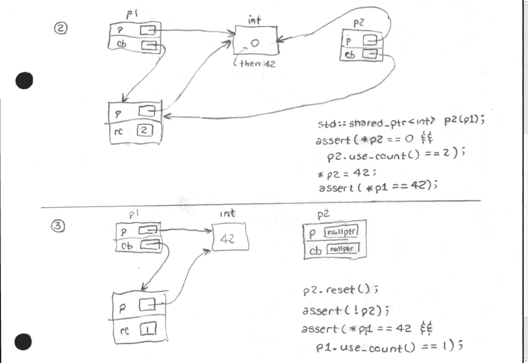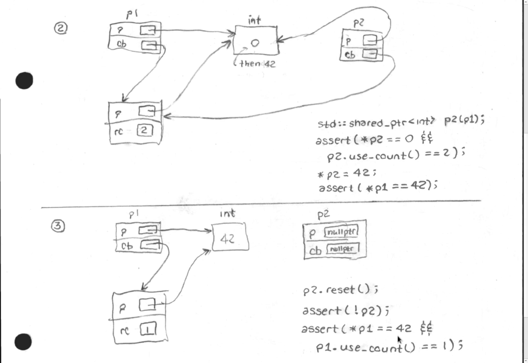Then if we continue on and execute the second assertion here, we're dereferencing P1 and checking to see if the value is 42. Well, P1 here is still happily pointing. We didn't change anything with respect to P1 when we executed this line here. So when we dereference P1, we're going to get a reference to this value of 42 that's stored here. So of course, star P1 is equal to 42.